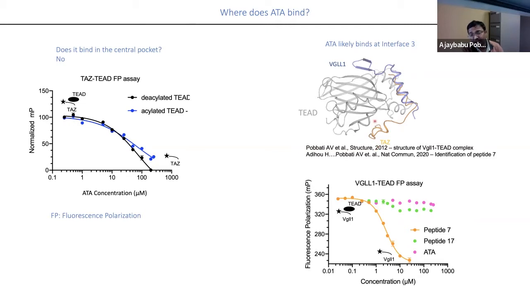My positive control that I used for this assay is a known interface 2 binder, which is peptide 7, which was also identified through our work previously. This is mostly Elaine's work. So this gives a nice reduction in signal in the VGLL1 TEAD assay, meaning that interface 2 binders work in this assay, whereas the interface 3 binders do not. Again, as a positive control for the interface 3, we used peptide 17, which is a known binder to the interface 3. And both ATA and peptide 17 display similar profiles.